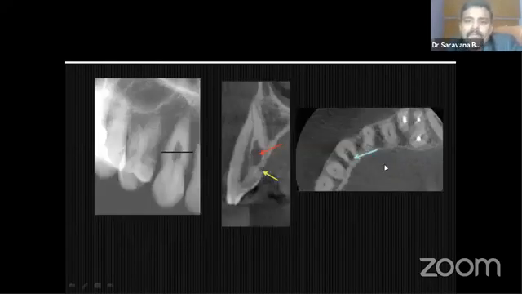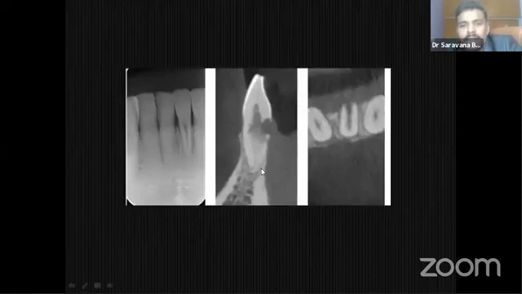Okay, look at the resorption pattern here. It extends to the alveolar bone. Okay, look at this 2D image here. 2D is normal. The patient is having continuous pain in that particular area. If you go for a CBCT, 2D is normal.